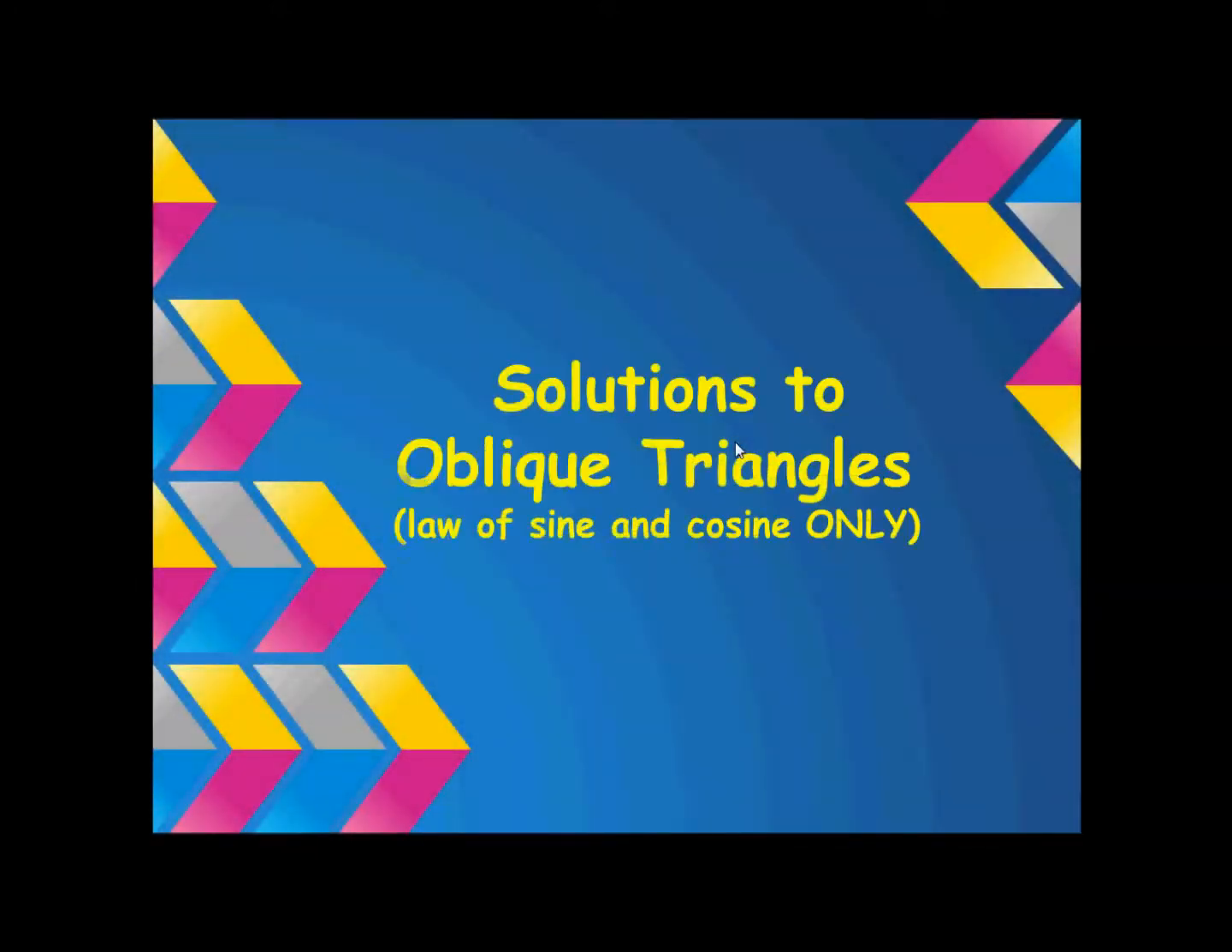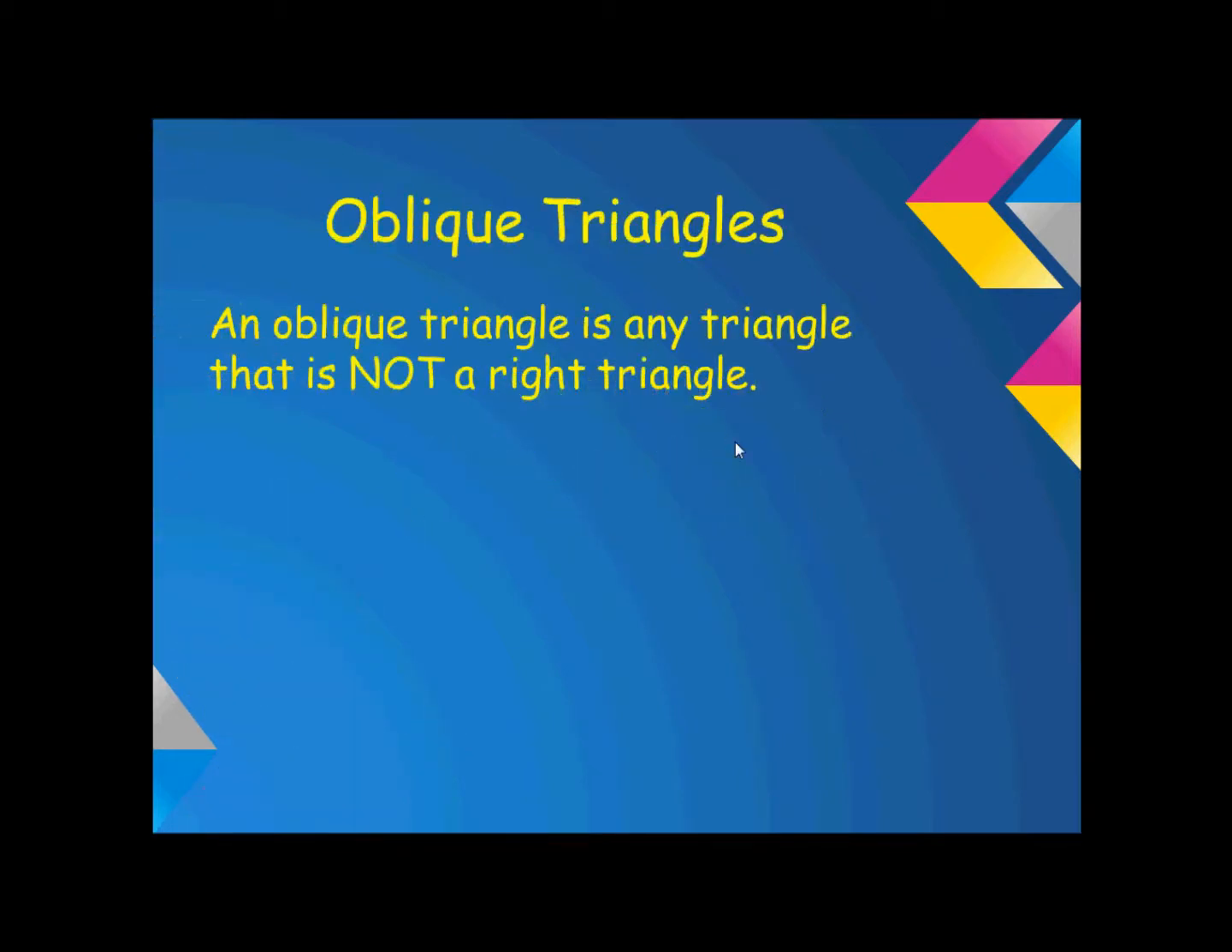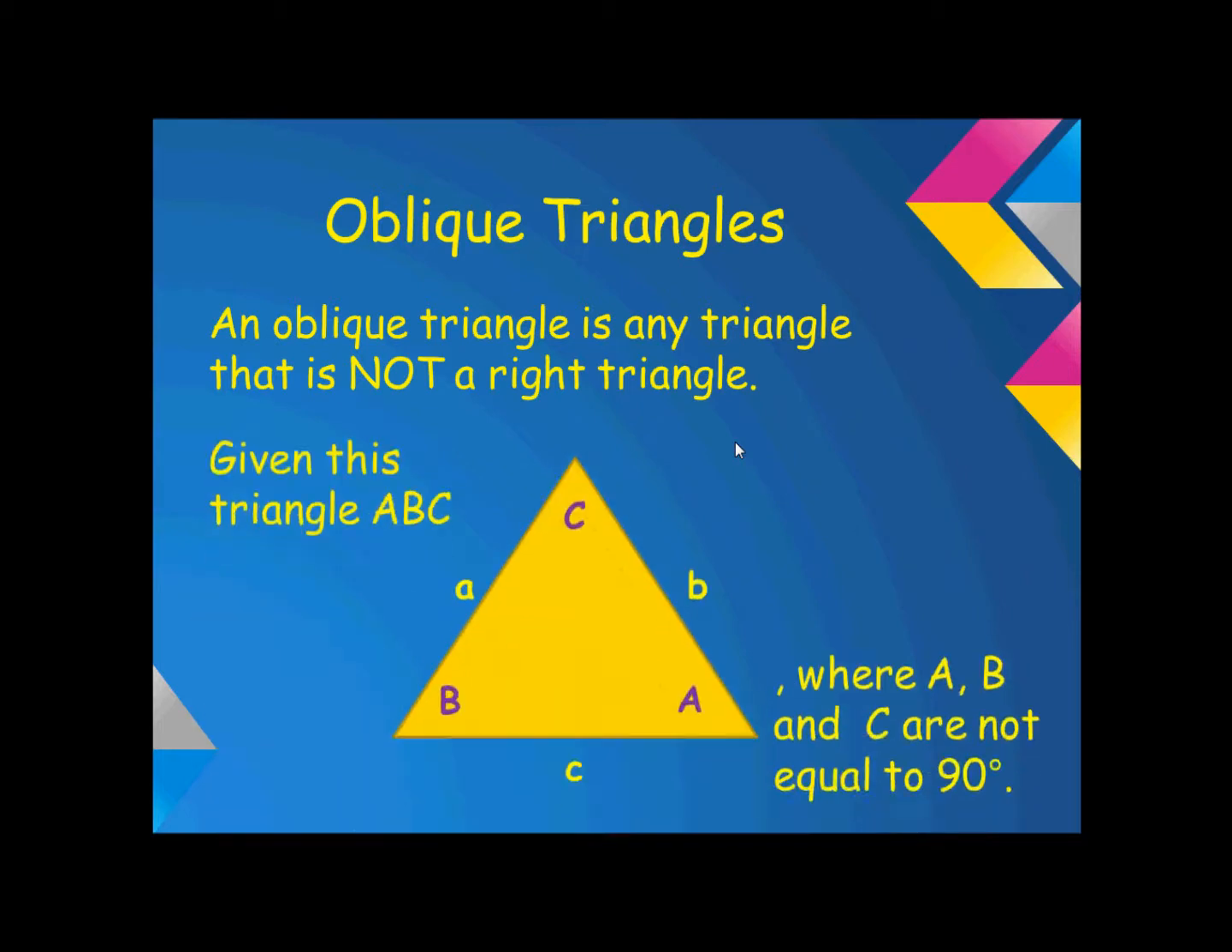Solutions to oblique triangles. Law of sines and cosines. Oblique triangles. An oblique triangle is any triangle that is not a right triangle. For example, given this triangle ABC, where A, B, and C are not equal to 90 degrees.